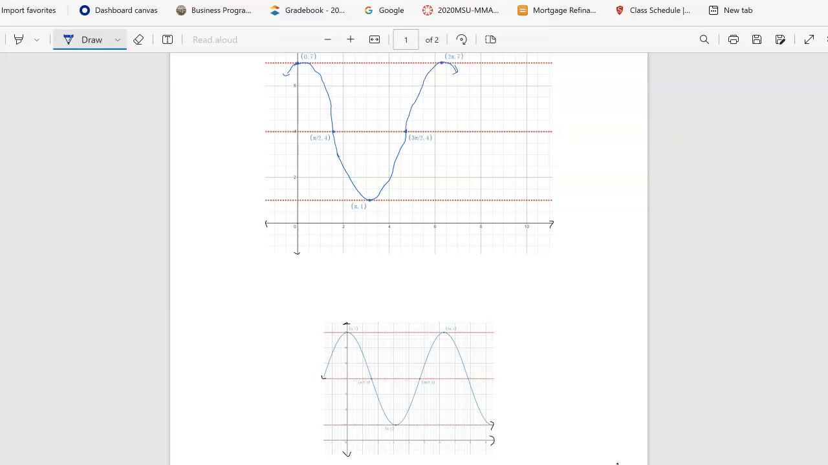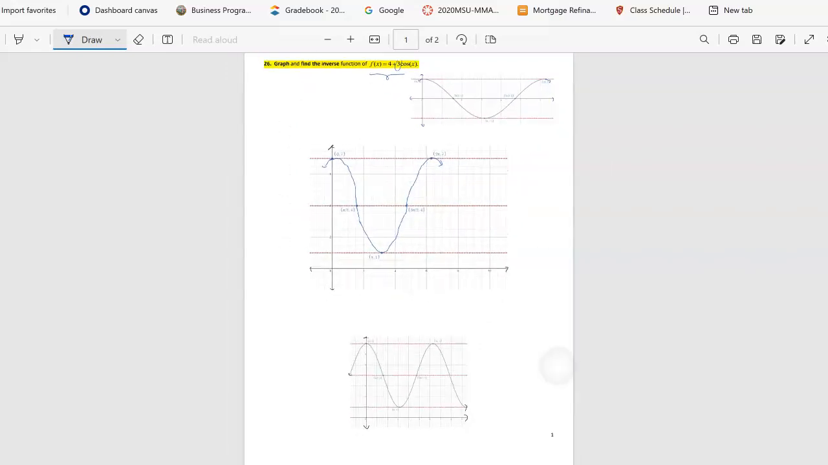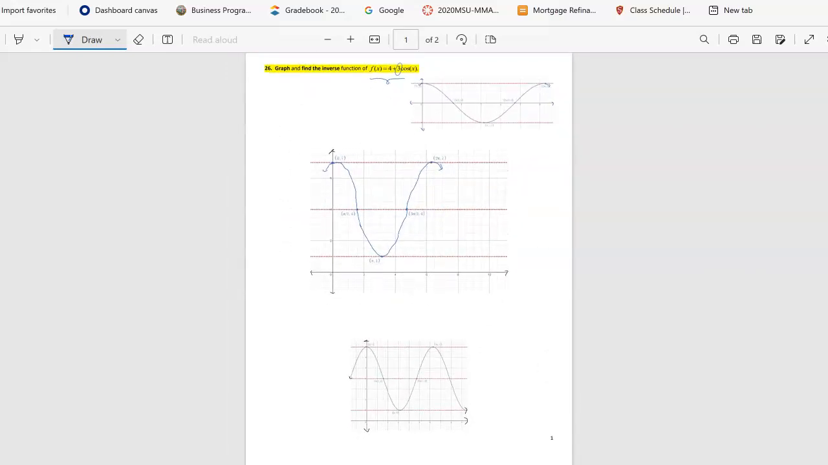Okay, so that's actually it for the first part of it, where they want a basic sketch of 4 plus 3 cosine of x. The second part, they want us to find the inverse. And as we find the inverse, we have to remember that your cosine function is not technically 1-to-1. So we have to pay attention to the range of this function, in this case from 1 to actually 7, because that's going to be the domain of the inverse function.